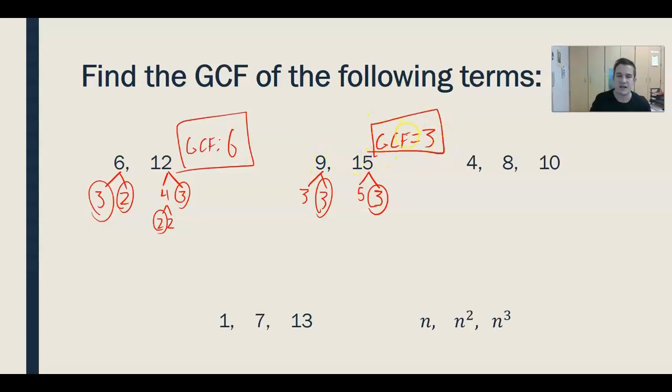And to double check, 9 divided by 3 is 3. 15 divided by 3 is 5. We're good. That's the biggest number that could evenly divide into both of those.